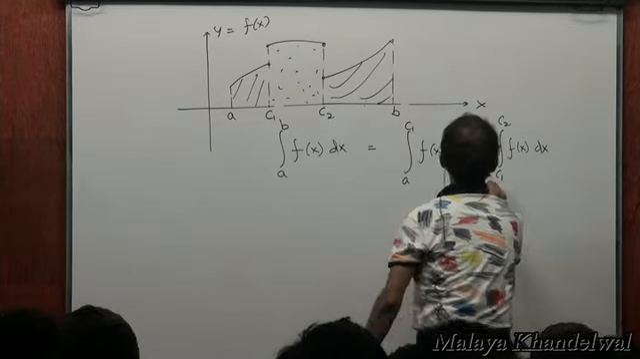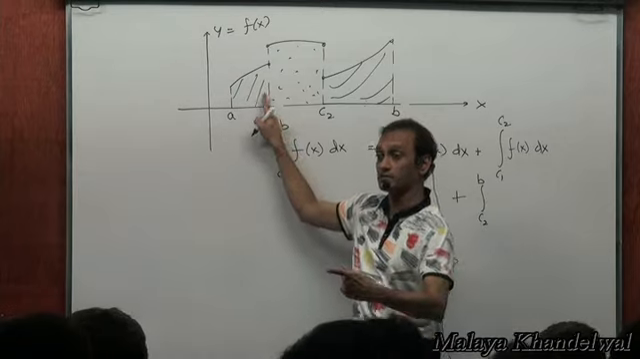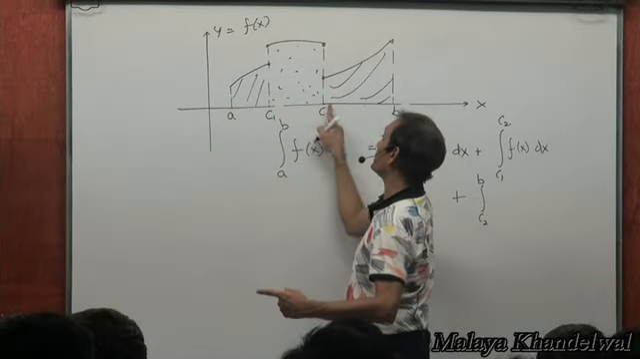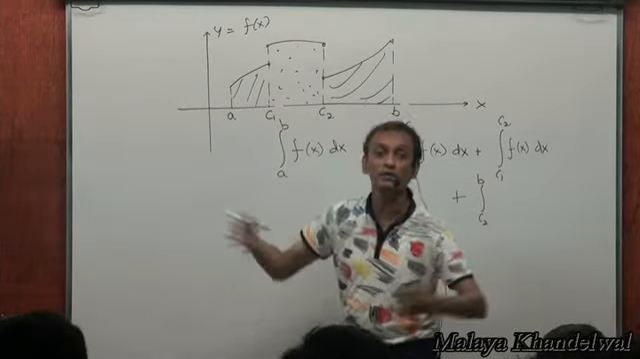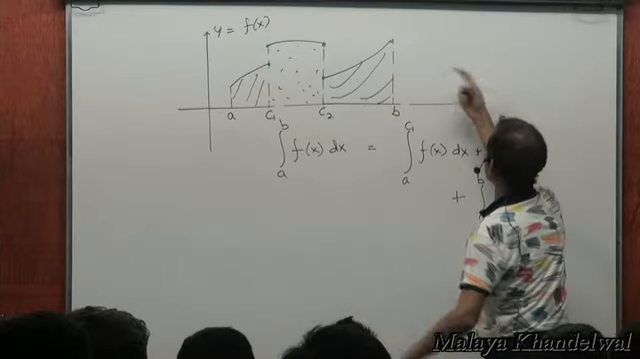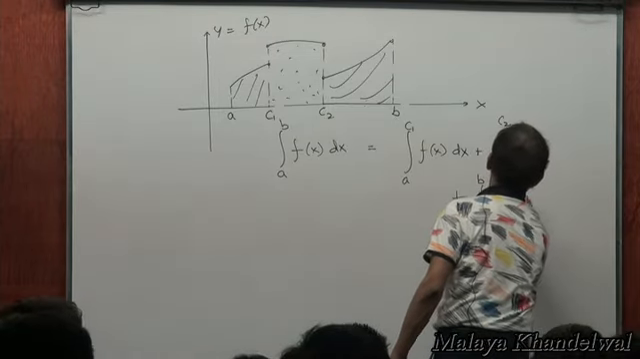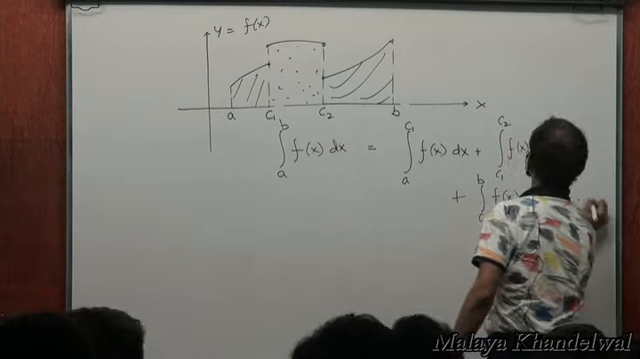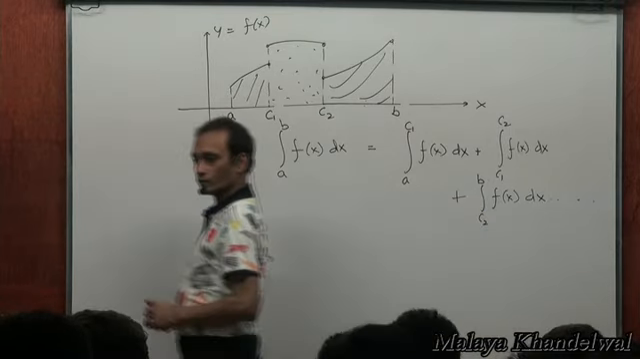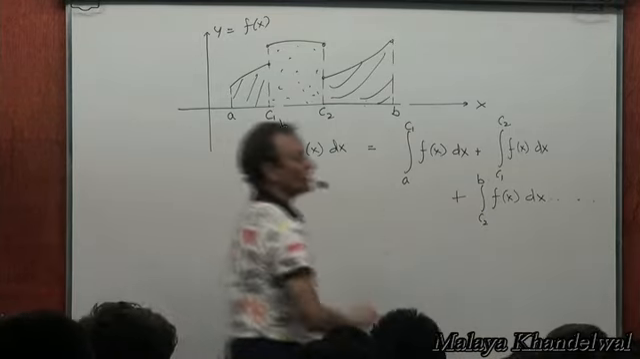So for a function that is piecewise continuous, continuous here and then here and then here, we'll have to break it up into pieces. And c2 to b f(x) dx. Right?